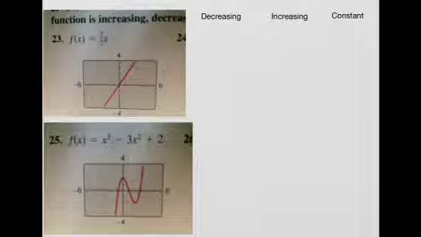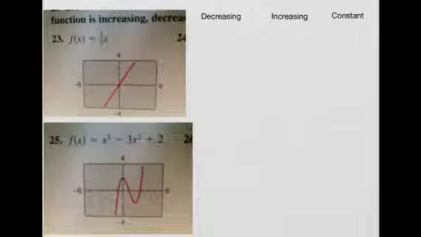Okay, so number 23 and 25, they want you to look at the graph and write down which intervals, open intervals, are decreasing, increasing, or constant. So if you look at number 23, we've got a line with a positive slope. Remember, we read a graph from left to right. So as you go from left to right, it is going up forever. So it's forever increasing.